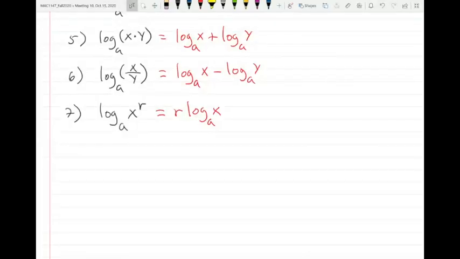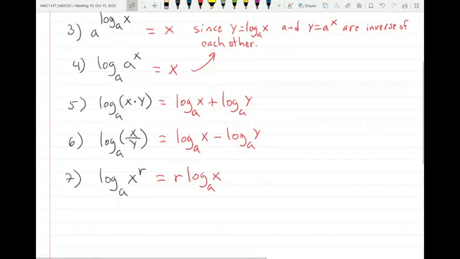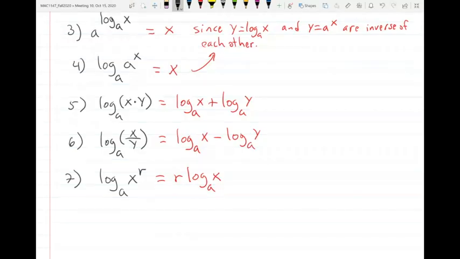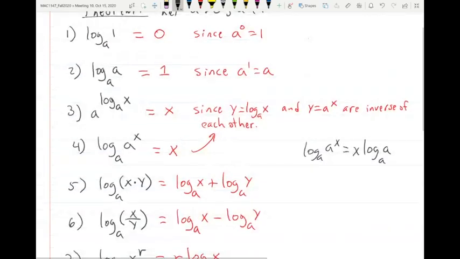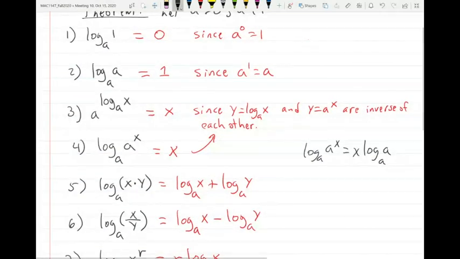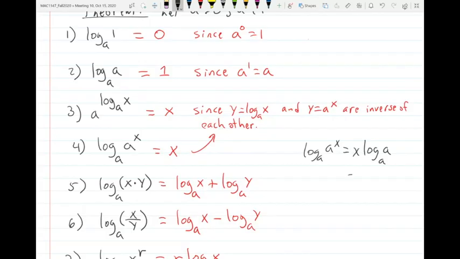Anyways, by the way, notice that now number 4 becomes a special case of this, because if you think about number 4, then log base a of a to the x, according to property 7, this would be x times log base a of a. And now using property number 1, log base a of a is equal to 1. So this would be x times 1, which is x. And that's how you can use property 7 and 2 to obtain property 4, for example, if you want.